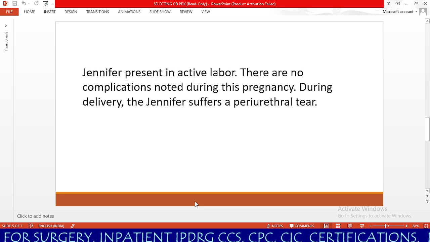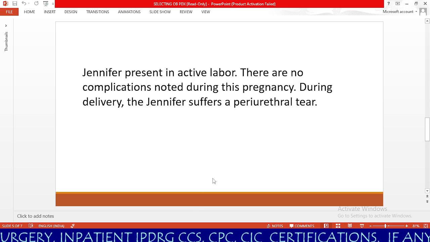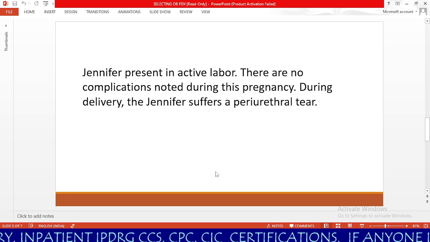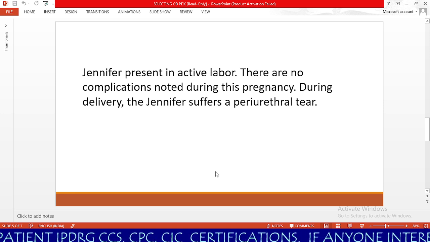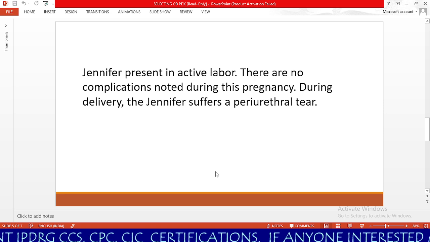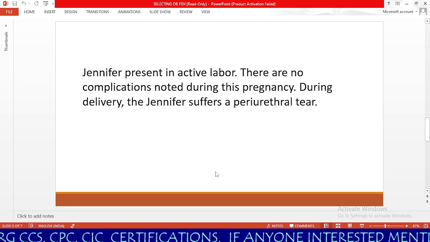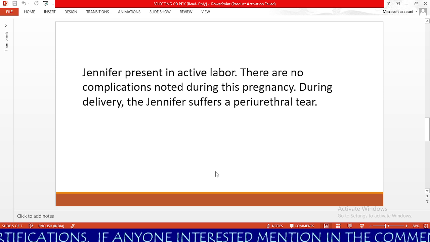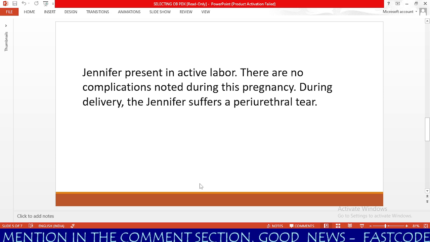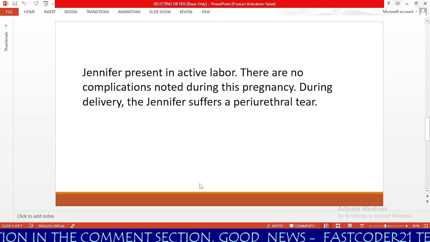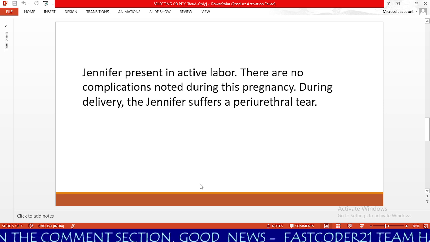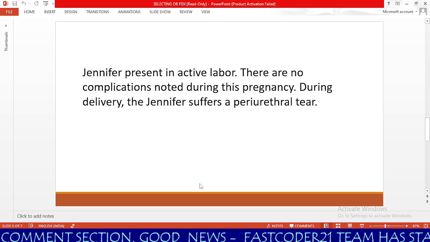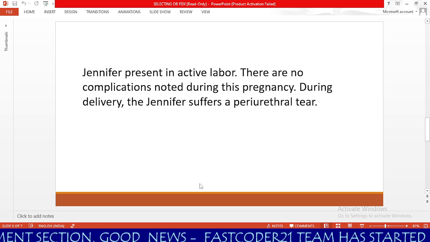Now we will check the third scenario. Jennifer presents in active labor. There are no complications noted during this pregnancy. During delivery, Jennifer suffers a periurethral tear. Now we will discuss the rationale for this PDX. In this scenario, we need to code the periurethral tear as the PDX as it is a complication and there is no pregnancy complication for Jennifer.